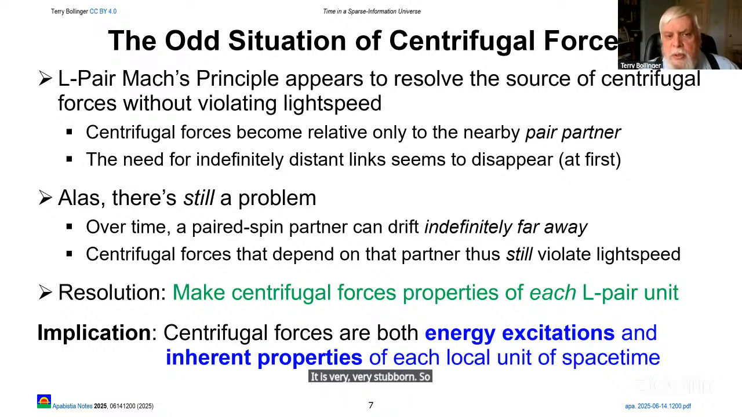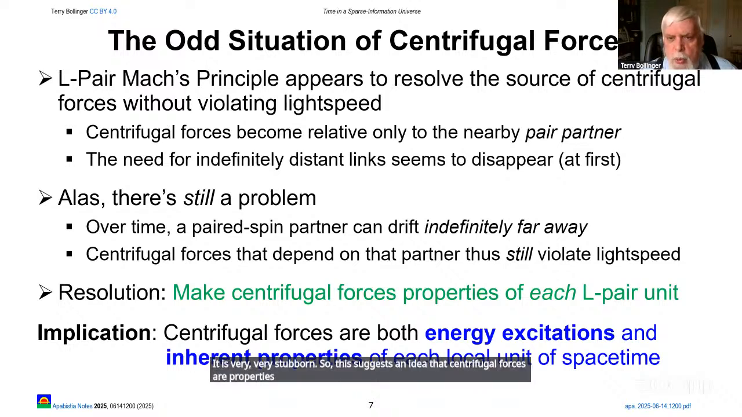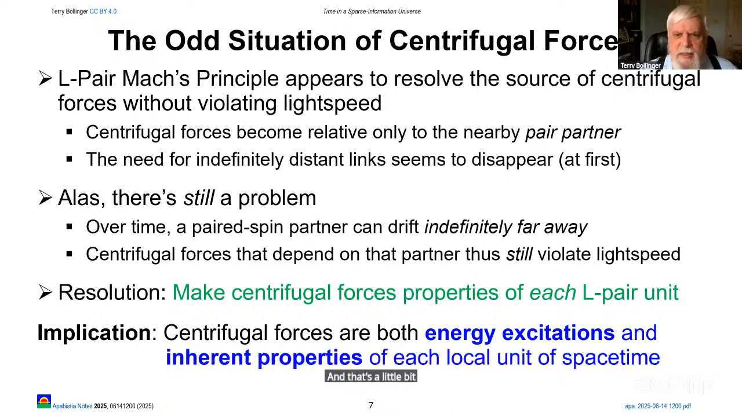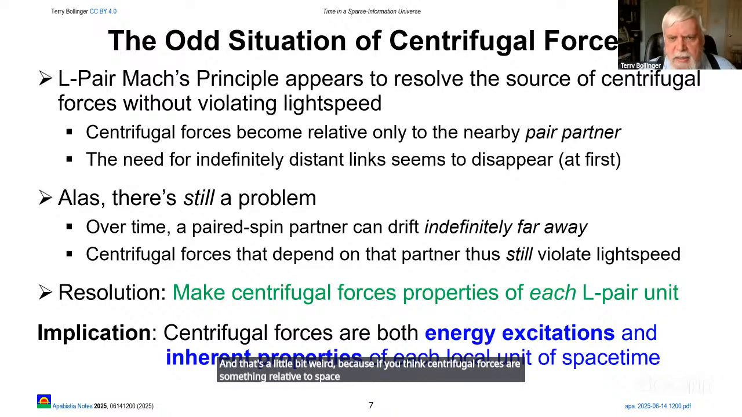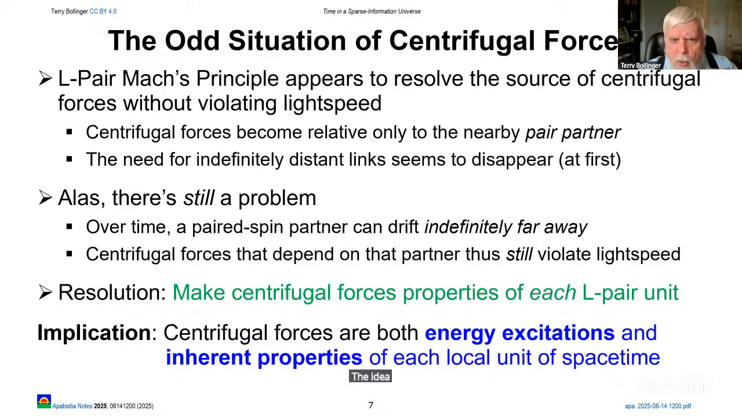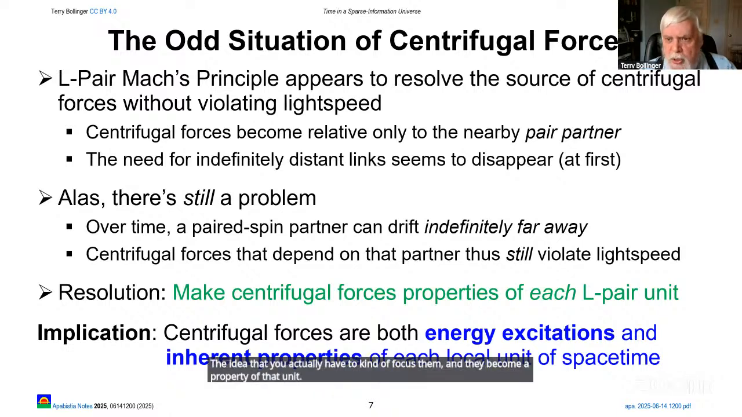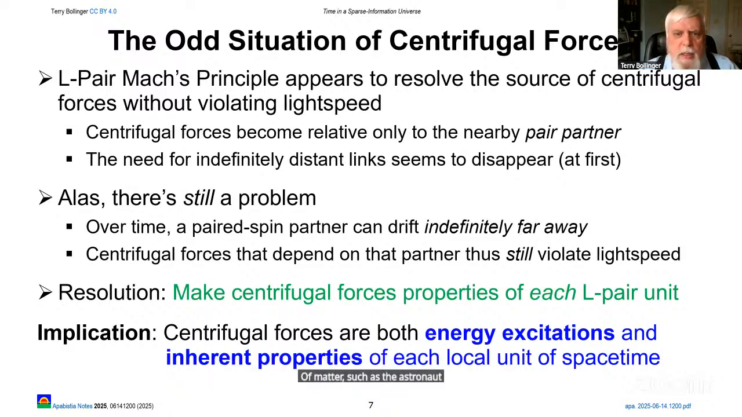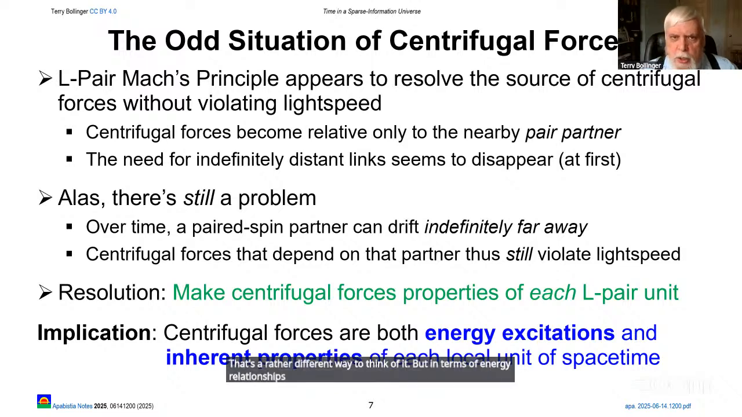So this suggests an idea that centrifugal forces are properties of each one of those units. And that's a little bit weird, because if you think centrifugal forces are something relative to space or to those distant galaxies, the idea that you actually have to kind of focus them and they become a property of that unit of matter, such as the astronaut spinning or a spacecraft spinning, that's a rather different way to think of it. But in terms of energy relationships and the creation, annihilation, it's very self-consistent.